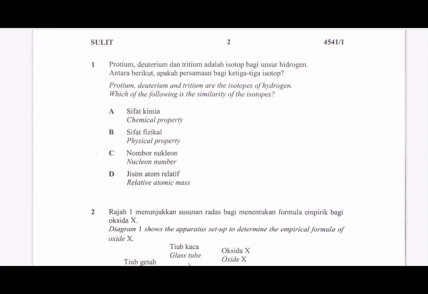Protium, deuterium and tritium are the isotopes of hydrogen. Which of the following is the similarity? So we're looking for the similarity, persamaan. For isotopes, we know that isotopes will have the same number of protons, but a different number of neutrons.